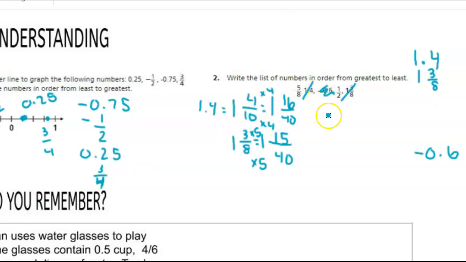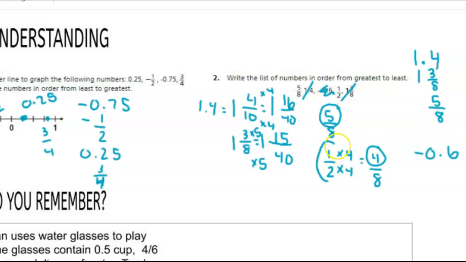And now we have 5/8 and 1/2. Now I know I can make that 2 into an 8. So I'm going to multiply by 4. And I get 4/8. 5 is bigger than 4. So the 5/8 goes next, followed by the original number of 1/2. So that one was a little trickier than any of the other ones they did.